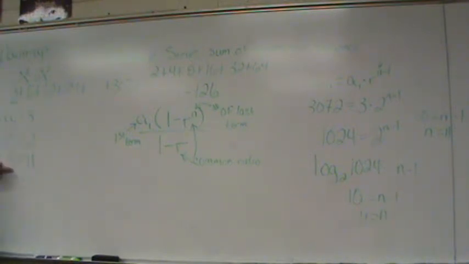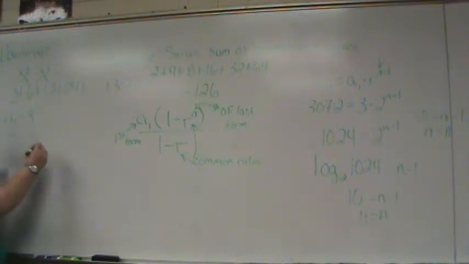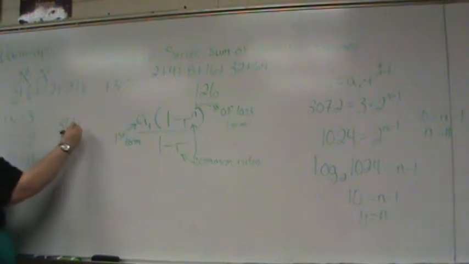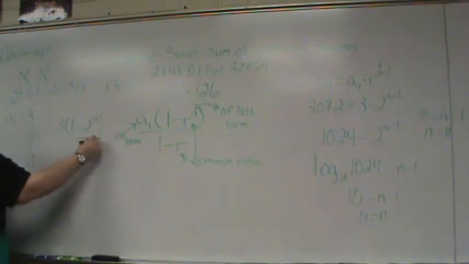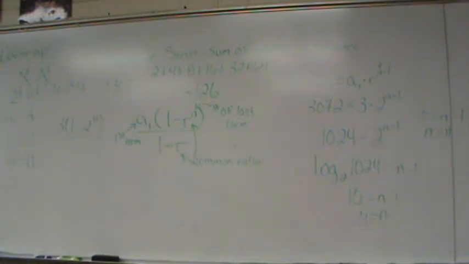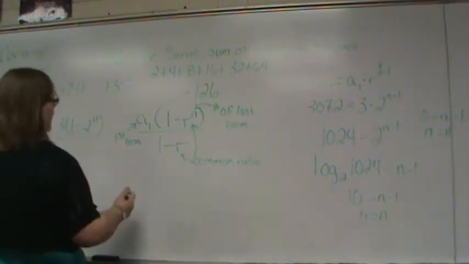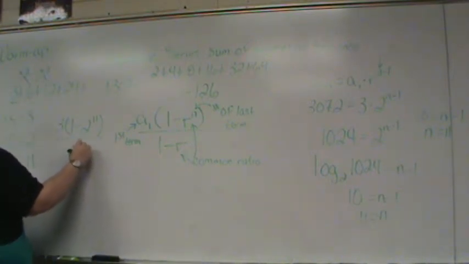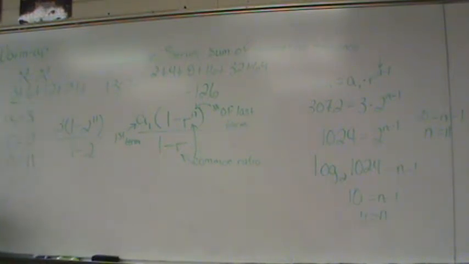So now do we have all the information that we need in order to use our formula? Yes. So now we're just going to plug these values into our formula. So we have 3 times 1 minus, our r value was 2, to the n is the 11th, and then we're dividing by that 1 minus 2. So in the Inspire, it's really nice. You can actually plug this in exactly as it appears right here.